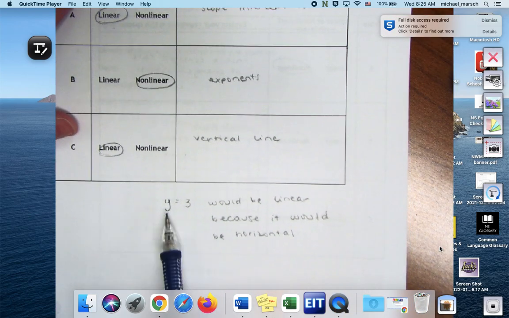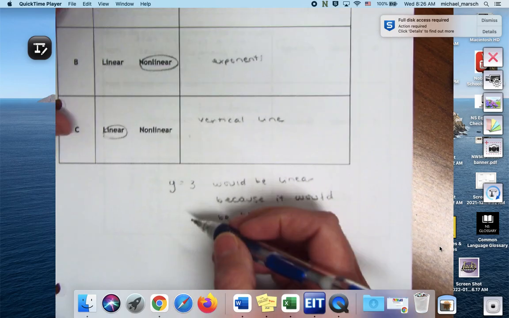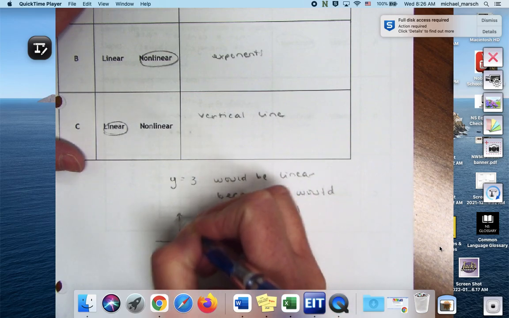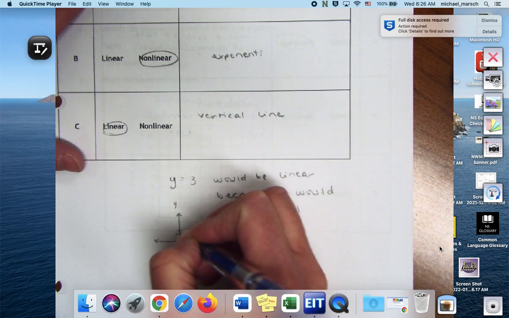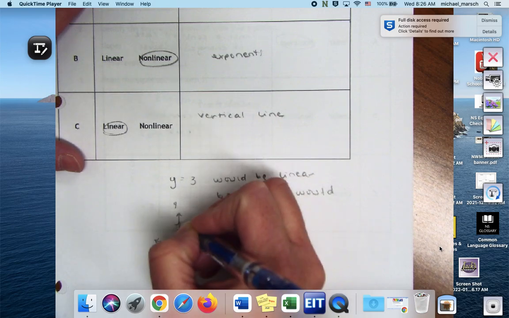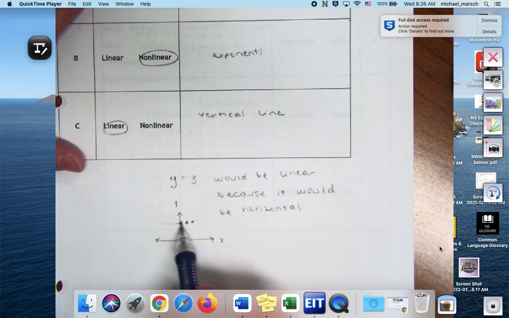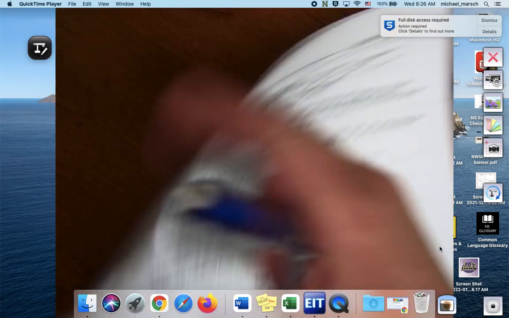If I had y equals a number, that would also be linear because that would be horizontal. And what that looks like, that tells me that all of my y values are 3. So if I had a bunch of points here, then I'm going to have a horizontal line at y equals 3.